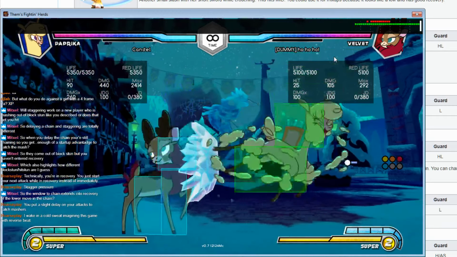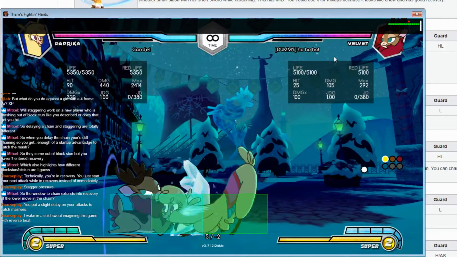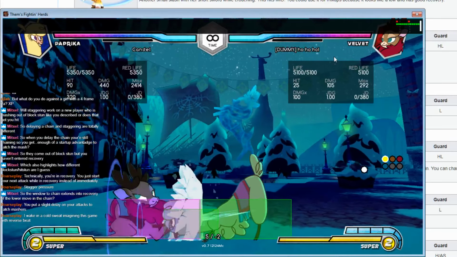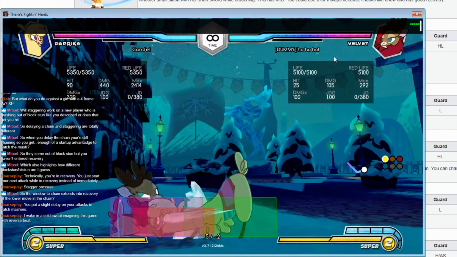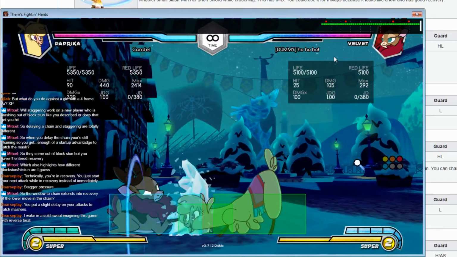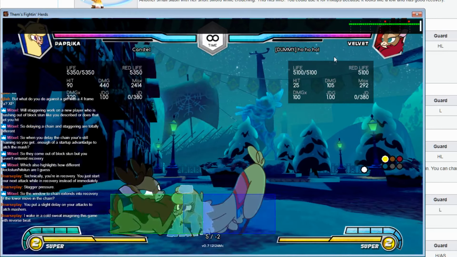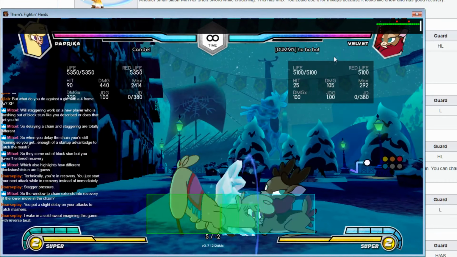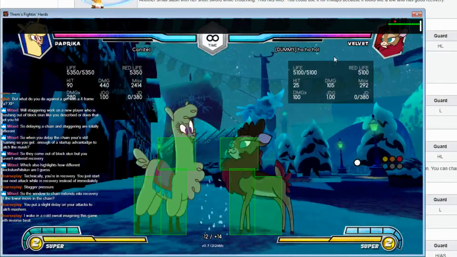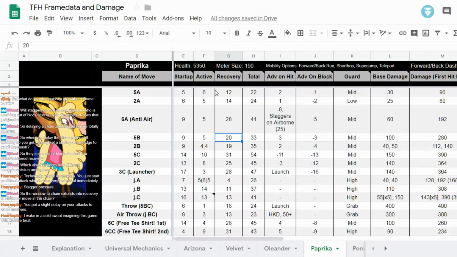So Velvet has to press A in a 2 frame window here in order to interrupt me from doing this over and over again. Granted, I also have to press my buttons at a decent time too. So, if you're going to go for resetting your pressure, you're going to want to look at your normals that are -4 or better. So -4, -3, -2, -1. Paprika happens to have one of each of those.